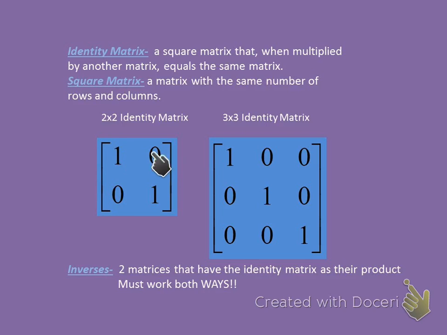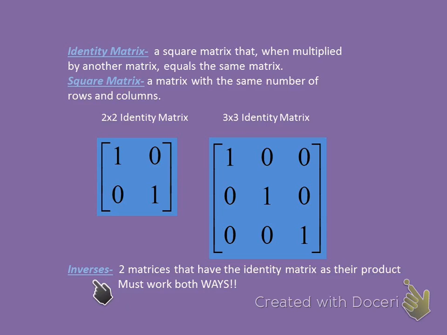And it looks like this. 1, 0, 0, 1 for a 2 by 2. For a 3 by 3, which you'll never see besides right now, it looks like this: 1, 0, 0, 0, 1, 0, 0, 0, 1. Okay? That's an identity matrix. A square matrix is a matrix with the same number of rows and columns. Hence, it will look like a square. That's why it's called the square matrix. Make sense? Pretty easy.